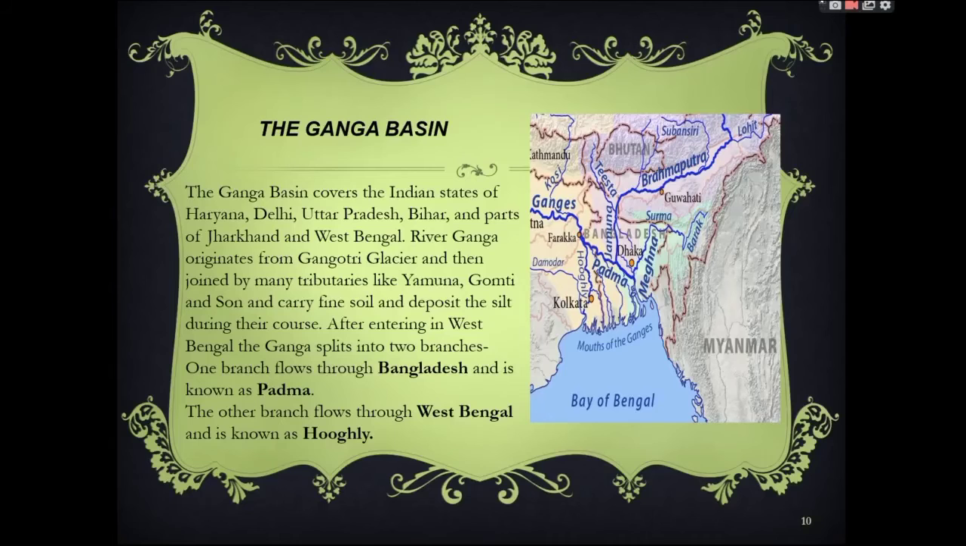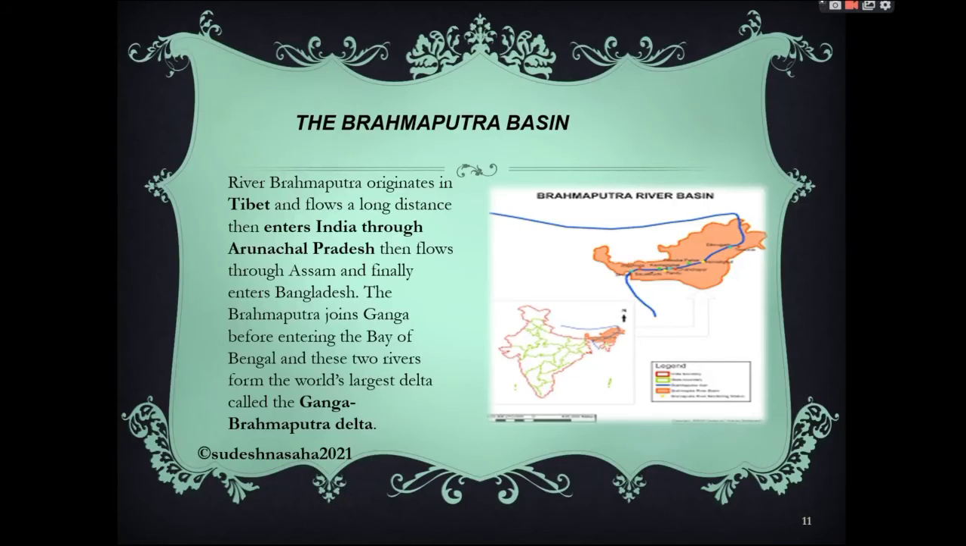In the previous picture we can see the Ganga river and Brahmaputra river meeting together before entering the Bay of Bengal, and here we can see at the mouths of the Ganges some triangle shaped deltas. This is the very fertile Ganges Brahmaputra delta area.